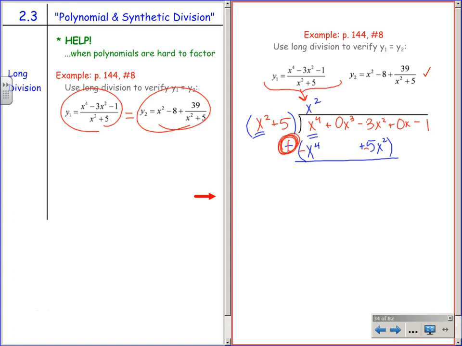Now I can just add down. X to the fourth minus x to the fourth. Got it. 0x cubed plus 0. Got it. 0. Negative 3x squared minus 5x squared is negative 8x squared. And I bring down everybody else just in case I need them. And I ask myself the question, okay, cool. How many times is x squared going to negative 8x squared?